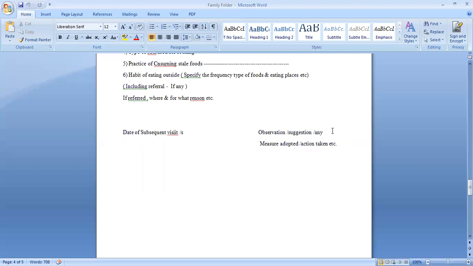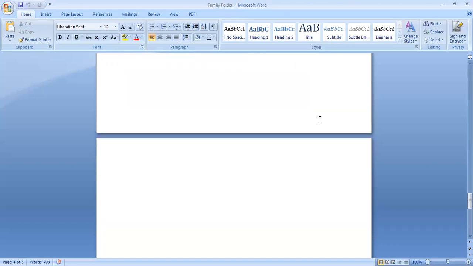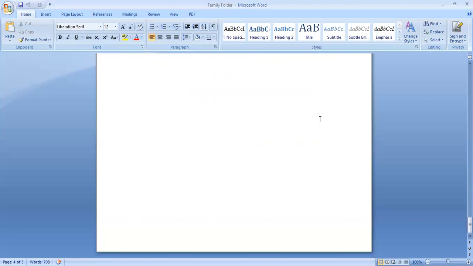Then if referred, then where and for what reason. So this is all you have to study, and the date of the subsequent visit, observations and suggestions if any, the measures adopted and the action taken, etc. This you have to mention in the empty space provided in this form.